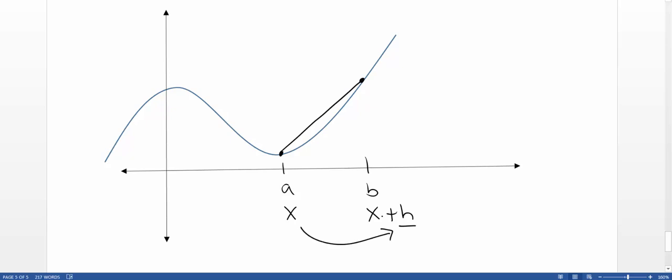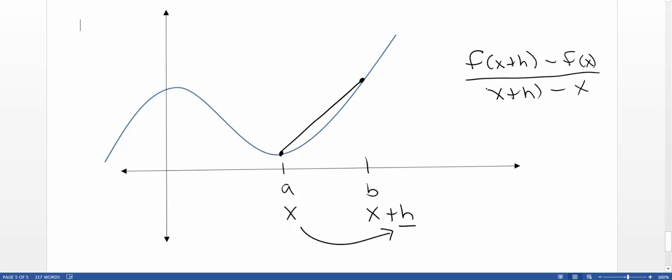Now, if we were to set up the average rate of change using x and x plus h, we would have f of x plus h minus f of x, all divided by x plus h minus x, right? So f of b minus f of a over b minus a. Notice what happens on the bottom. We have an x and we have a minus x. So that simplifies into f of x plus h minus f of x divided by h.